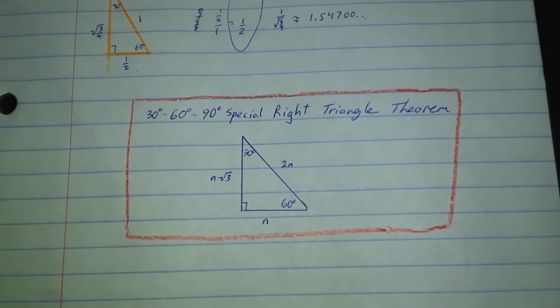And we're going to get another one that's very similar to this also, called the 45, 45, 90 special right triangle theorem. That's also going to be one that we're going to want to have. And it has these special kind of proportions to the sides as well.